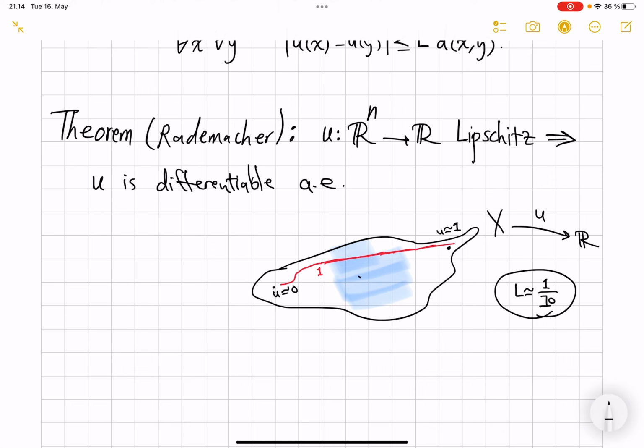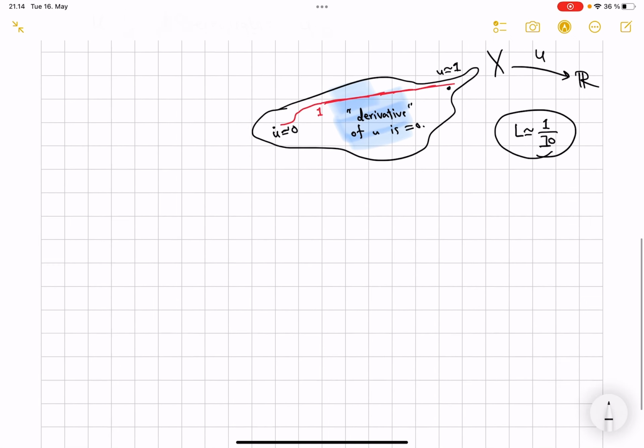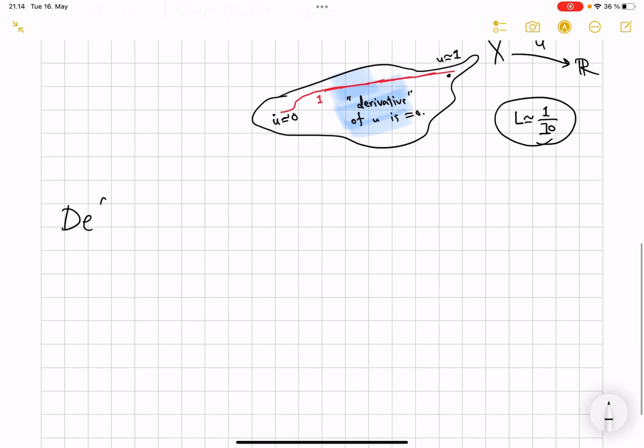You rather want to say that the derivative, whatever it is, of u here is 0. And therefore, this global Lipschitz constant L does not really capture that behavior. The replacement is this definition of local Lipschitz constant.